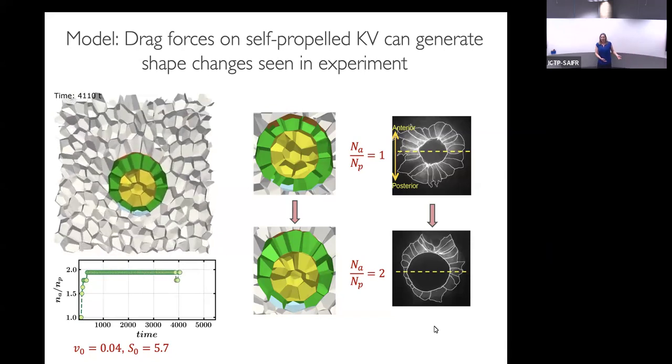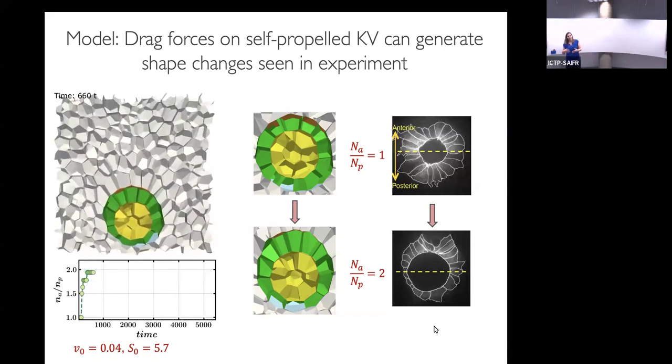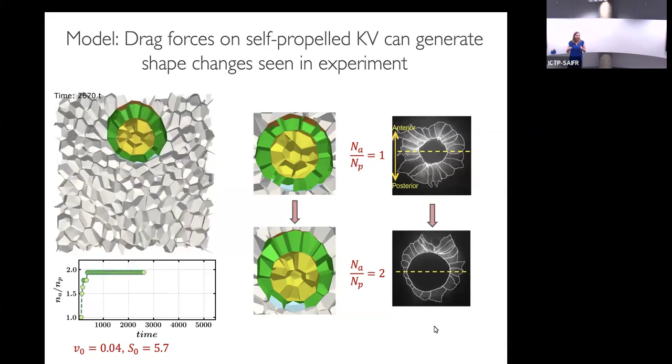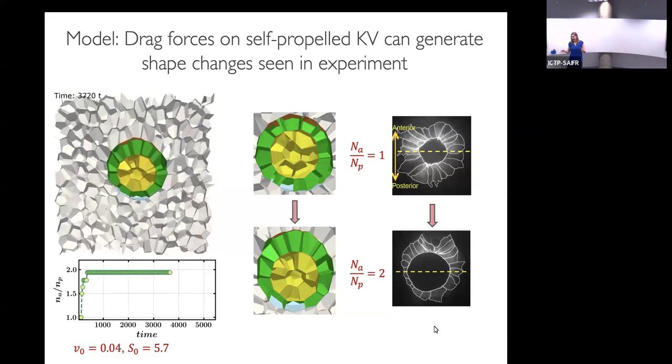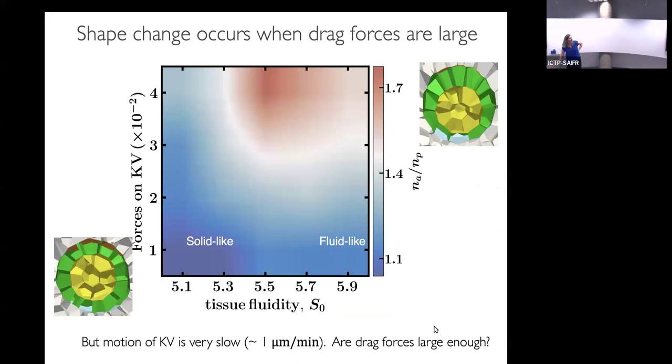Okay, but I can't tell you the number of that velocity. That's the challenge. And as you might imagine, although tools are getting much better, making quantitative mechanical measurements inside dense tissues in embryos is still very challenging. There's a few things I'd be happy to talk to people about, but it's hard to get numbers. Okay, so what can we do? You can do phase diagrams, you can do all the things physicists like. There's a region of phase space where you get basically physiological numbers for the ratio. But the motion of KV is very slow. And are the drag forces large enough? How can we test it?